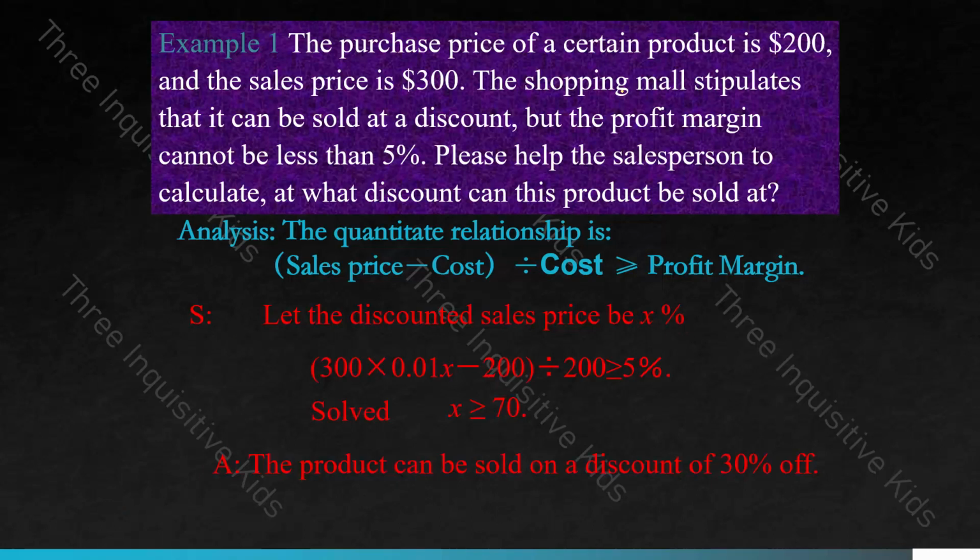Some of the keywords here would be cannot be less than. Solved, x is greater than or equal to 70. Our answer would be that this product can be sold on a discount of 30% off. Remember, it's not 70% off, it's 30% off because you're paying at 70% of the original price.